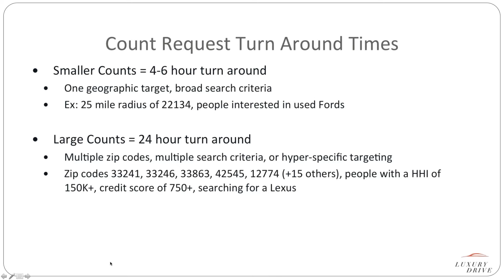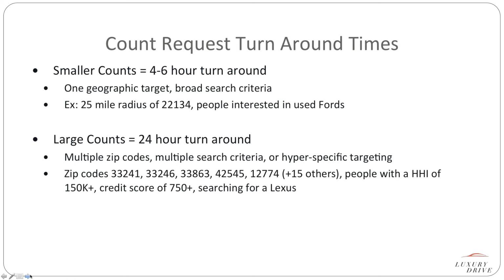A larger count is going to take longer. We like to have a cushion of a 24-hour turnaround. This is going to include multiple zip codes, multiple search criteria, and often hyper-targeted search criteria will take a little longer. So as you can see on this one, we're looking at not only household income and credit scores and what they're interested in, but it's many, many zip codes. I think we have 20 listed.